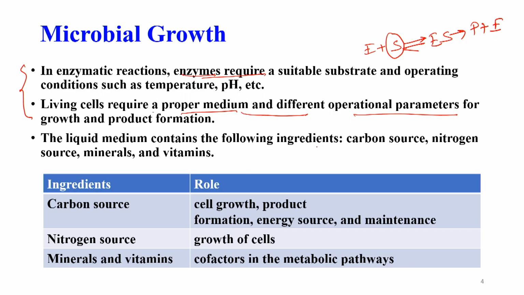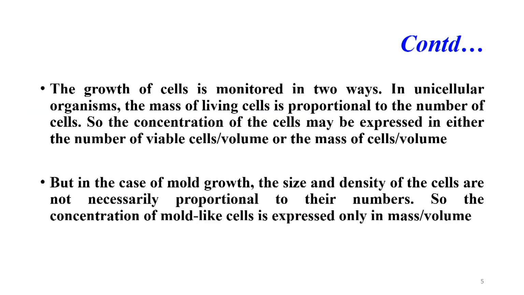And this liquid medium requires the following ingredients: carbon source, nitrogen source, minerals and vitamins. Typically, the carbon source is required for cell growth, product formation, as an energy source, and for maintenance. Nitrogen source is required for the growth of the cells, and minerals and vitamins mostly work as cofactors in metabolic pathways.